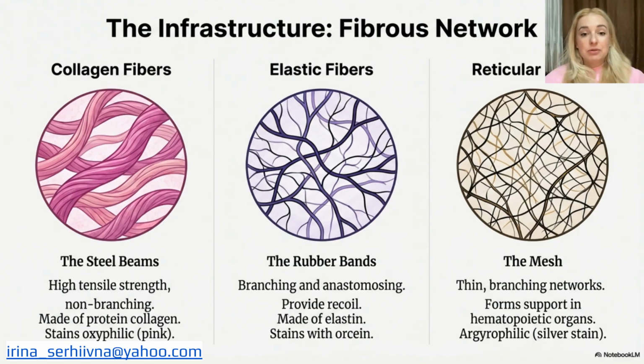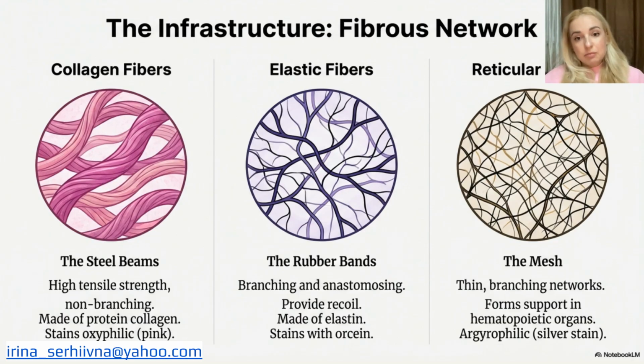There are three types of fibers that are commonly found in connective tissue. The first and the most commonly found is collagen fibers. This fiber is responsible for the strength of the tissue. There are over 20 types of collagen fibers in our body, depending on their localization in specific tissue or organ.